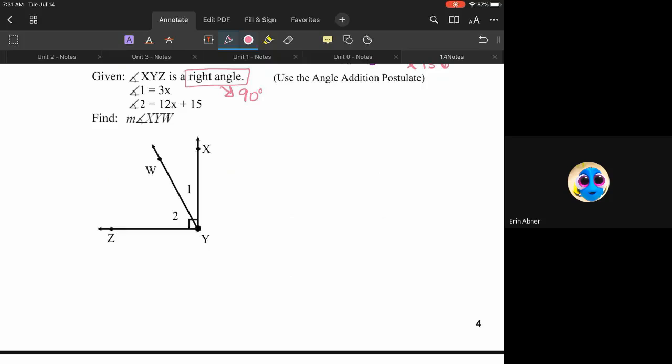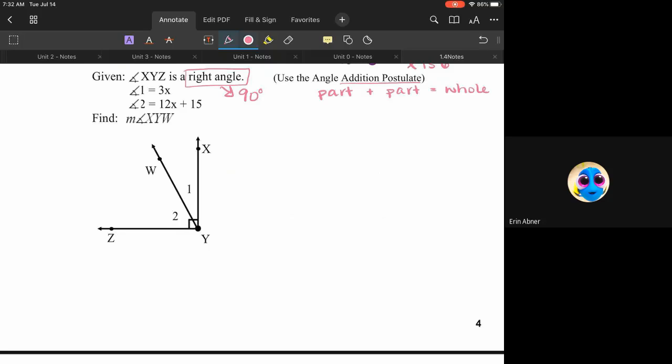So this is still operated under the parts equal the whole. The addition postulate usually goes along with, doesn't matter if it says segment in front or angle in front, it's still the two parts have to equal the whole. So part plus part equals the whole. In this case, the whole is the full 90-degree angle.